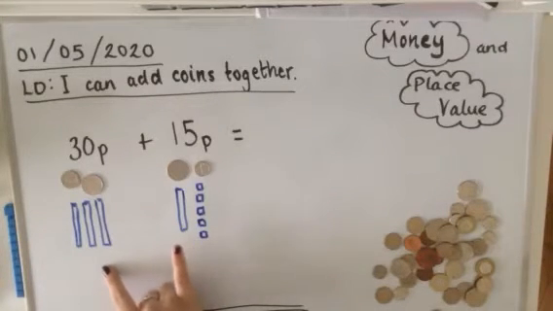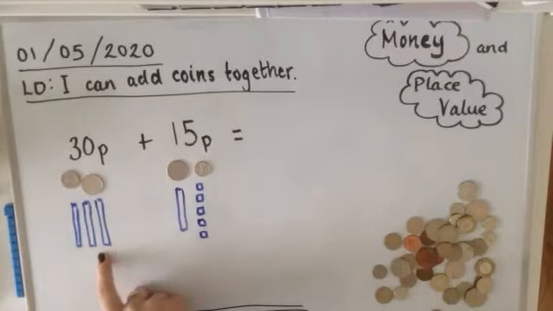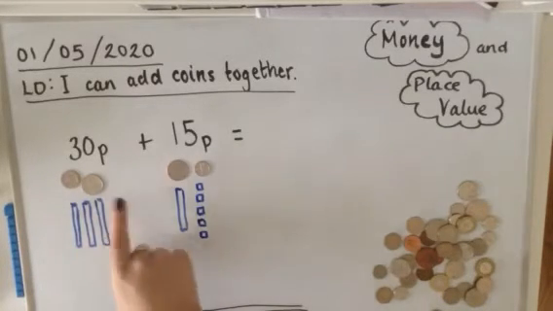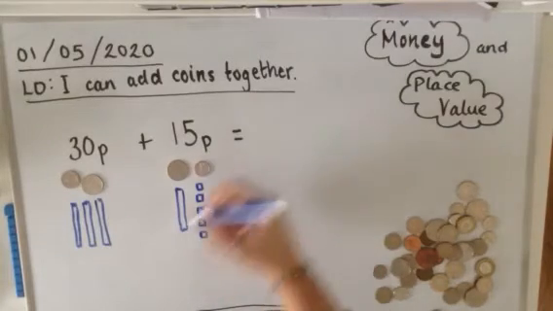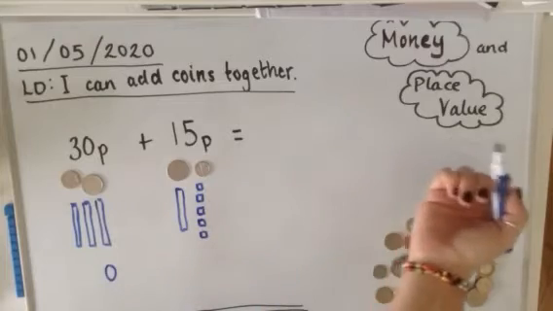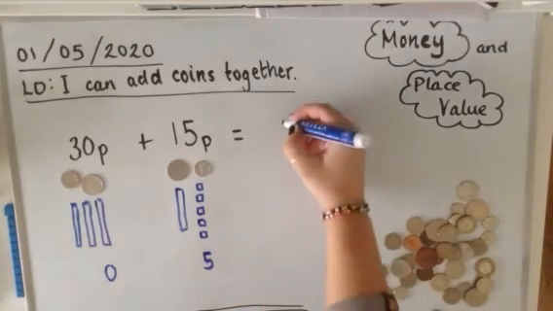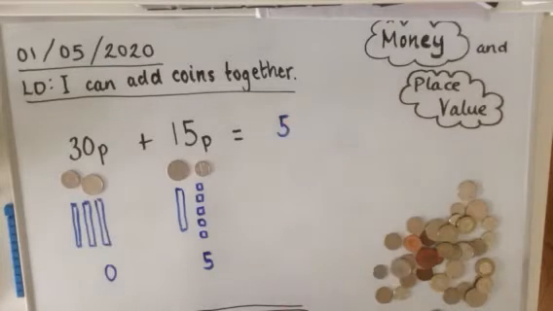So first I need to look at my ones. Do I have any ones in my 30p? I don't. I only have tens. So that would be 0. Here I have 5 ones. Okay, I have 5 ones. So here I'm going to put 5. So I have 5 ones.